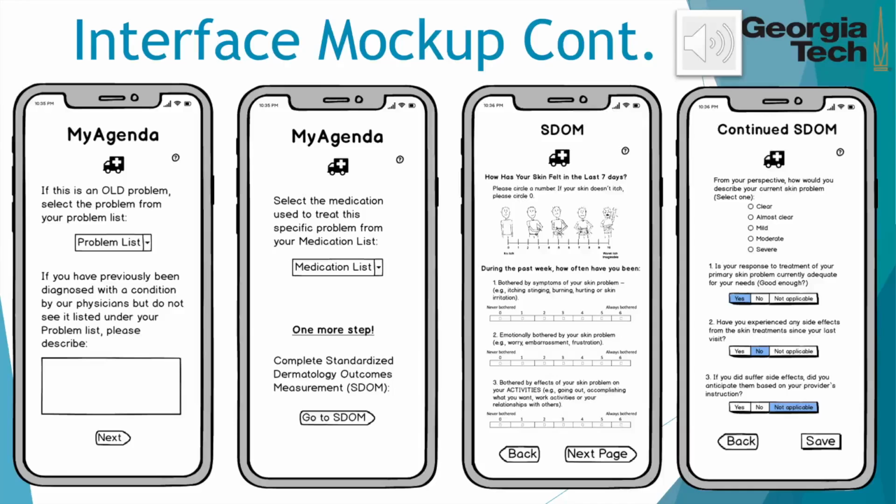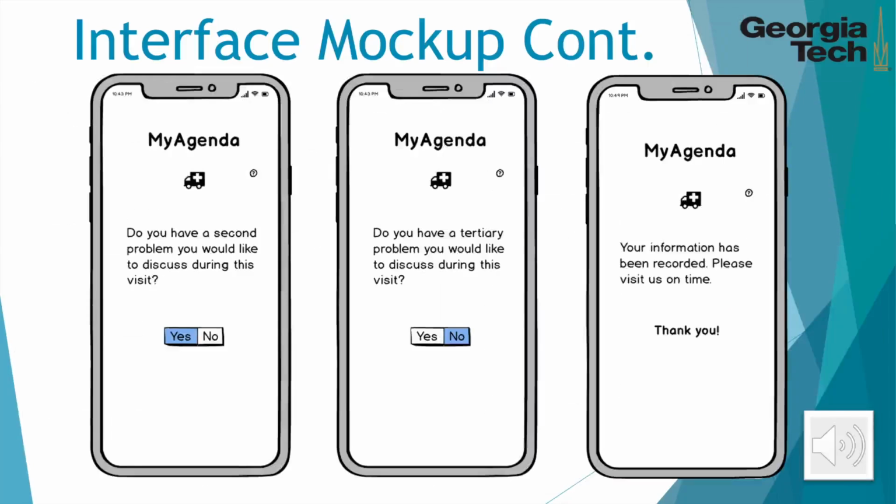The next steps are choosing from the medication list and completing STORM questionnaires, which contain specific questions about the patient's skin problems. After the patient is done with the primary reason, the app will ask if the patient has secondary and tertiary reasons. If the patient selects yes, then the app will repeat the same logic as the primary reason. If no, then the patient is done and will receive a confirmation.